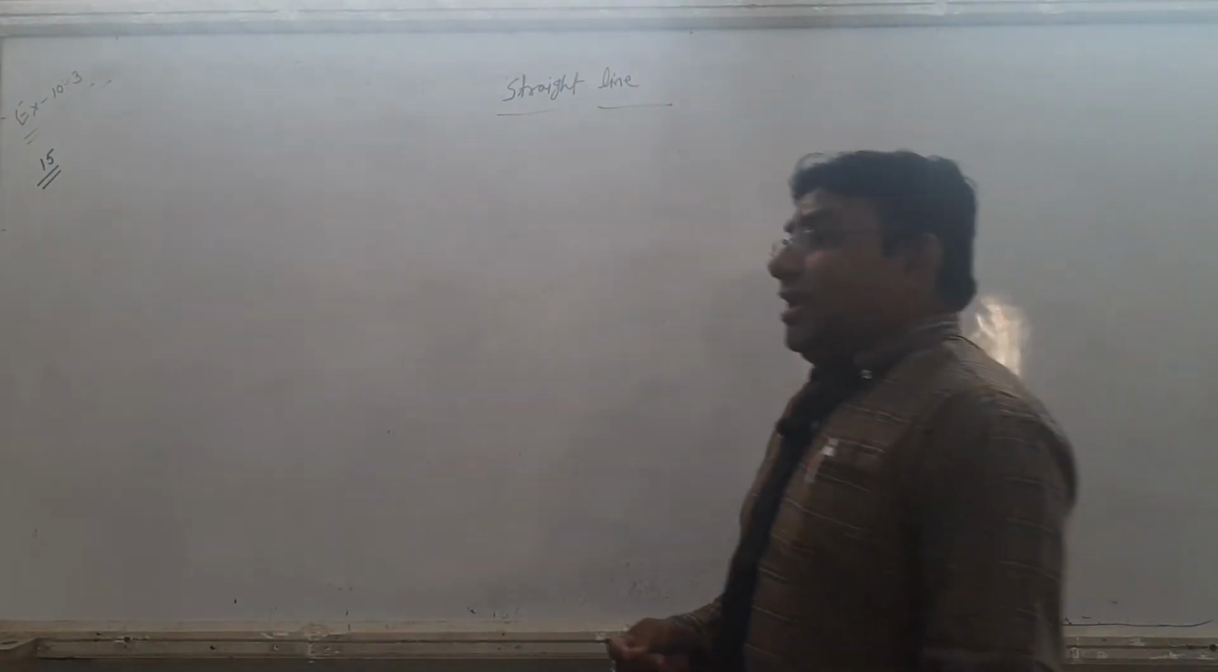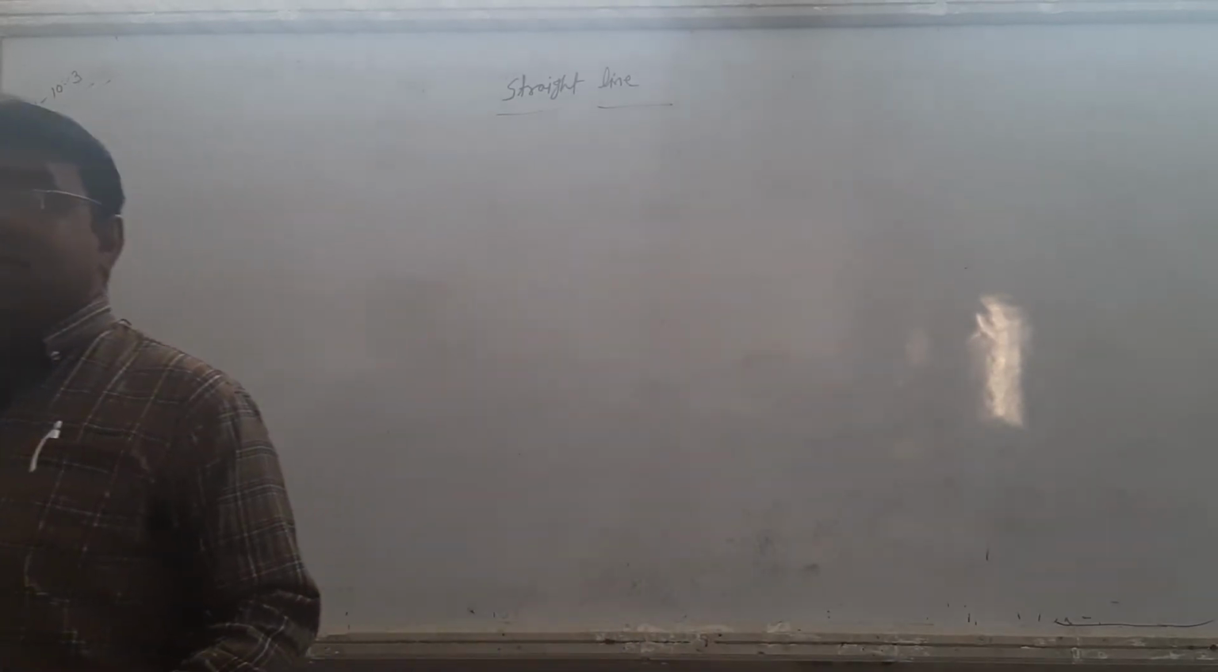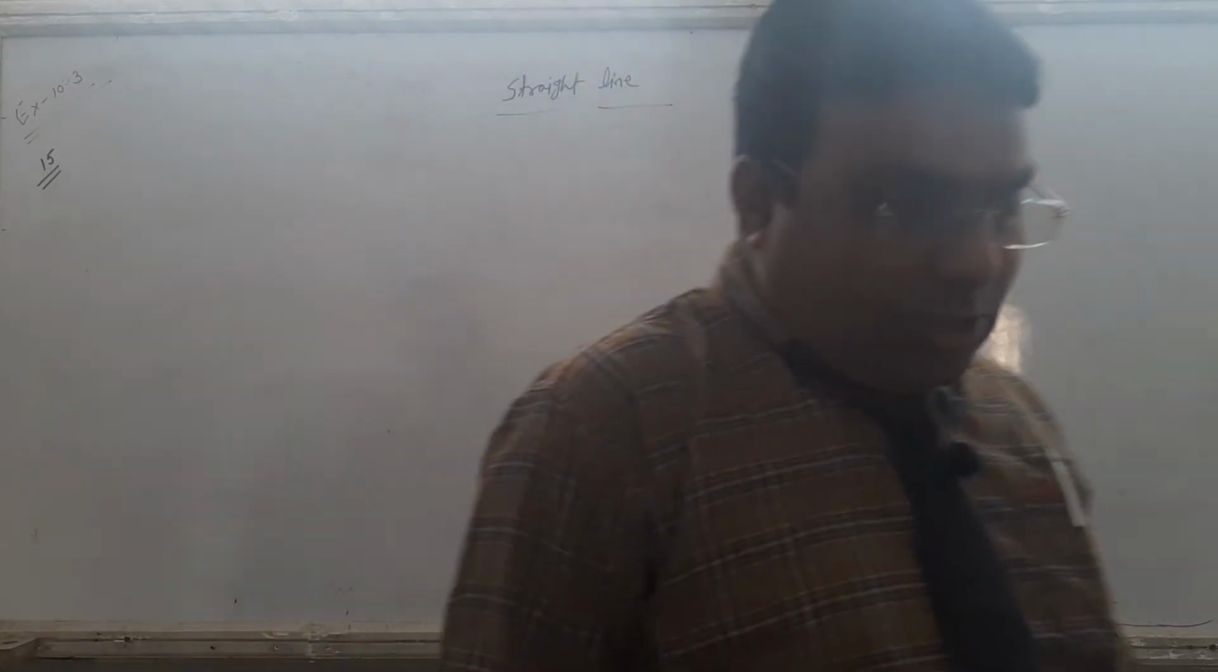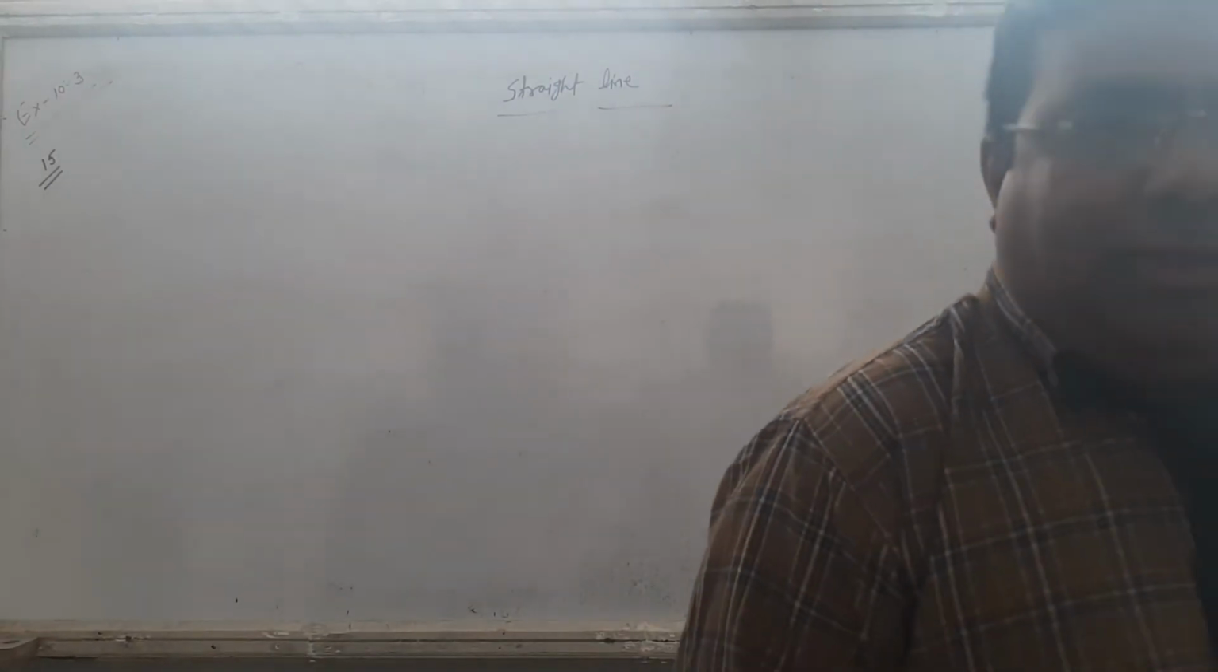Then, what is the equation of a line in general form? You know, student, the equation of a line in general form is ax plus by plus c equals 0. This is the equation of a line in general form, right? In that condition, the slope is m equals minus a upon b, where a is the coefficient of x, b is the coefficient of y.